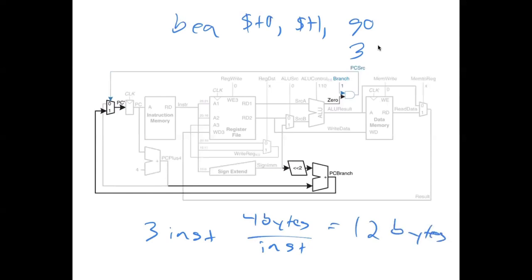So that's what this shifter is for. So that's telling us to shift twice to the left, which is the same as multiplying by 4, like we did here. So this turns instructions into bytes. We then add that to our current location, and if the branch is taken, that becomes our new program counter.